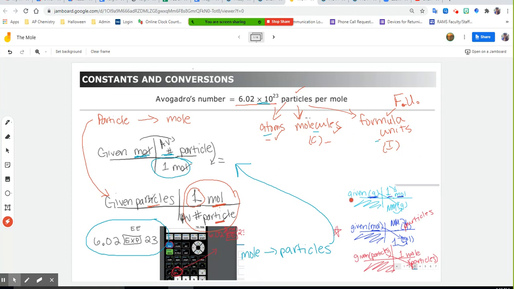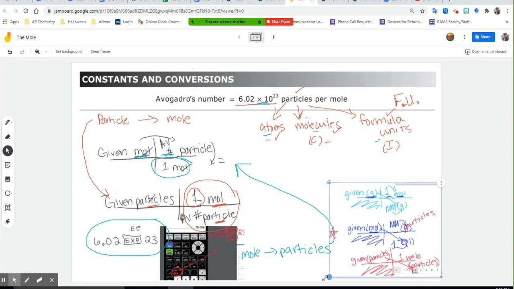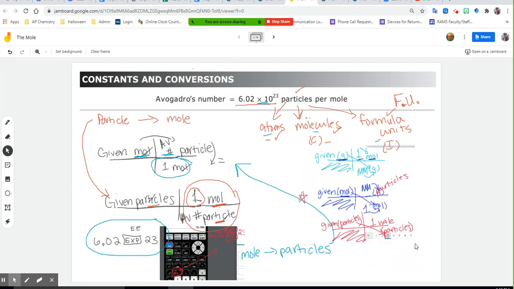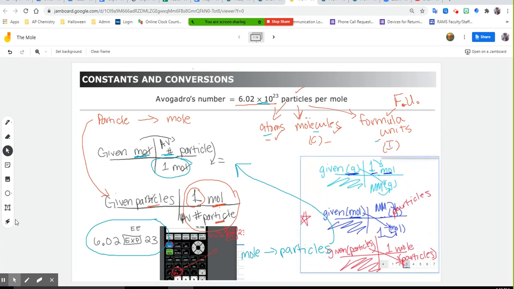All right, so just like yesterday, I just want to make it bigger. Hold on. There we go. So we already saw this whole idea that we're always going to start with what we're given, and that goes into the first box, right? So we're always going to start with what we're given.